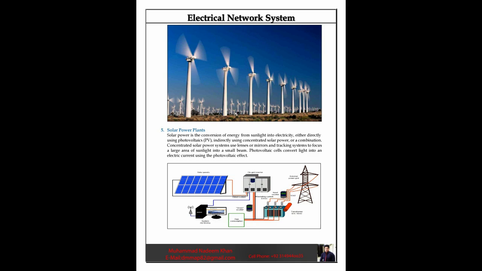5. Solar power plants. Solar power is the conversion of energy from sunlight into electricity, either directly using photovoltaics, PV, indirectly using concentrated solar power, or a combination. Concentrated solar power systems use lenses or mirrors and tracking systems to focus a large area of sunlight into a small beam. Photovoltaic cells convert light into an electric current using the photovoltaic effect.